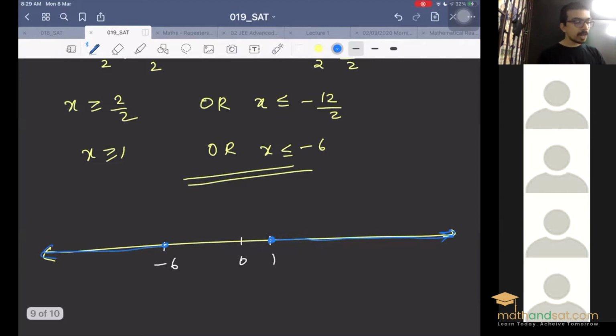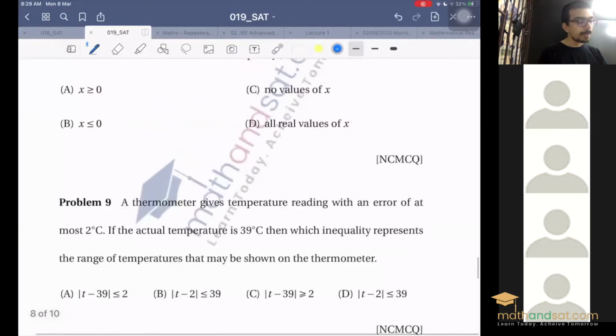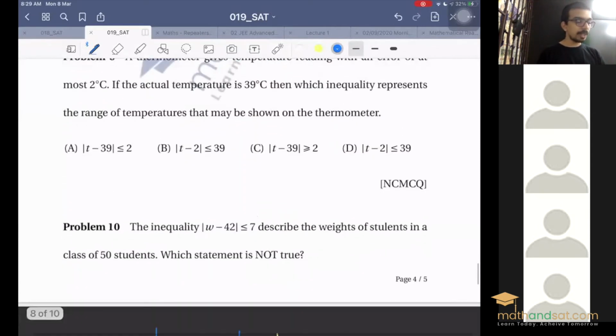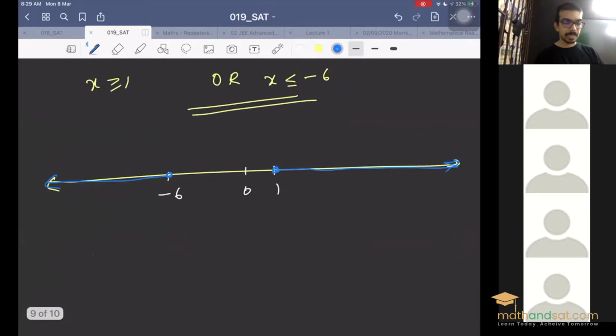So we are asked to find the greatest negative integer. So we are looking at negative numbers, and the negative numbers included in the solution set are negative 6, negative 7, negative 8, negative 9. These are the negative integers. The largest among them is negative 6. So negative 6 is the answer.